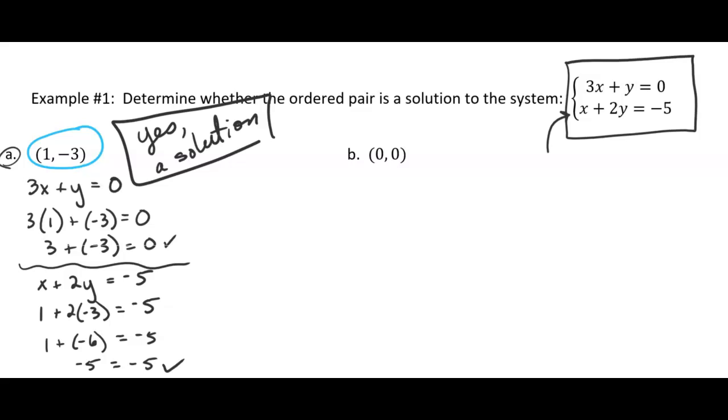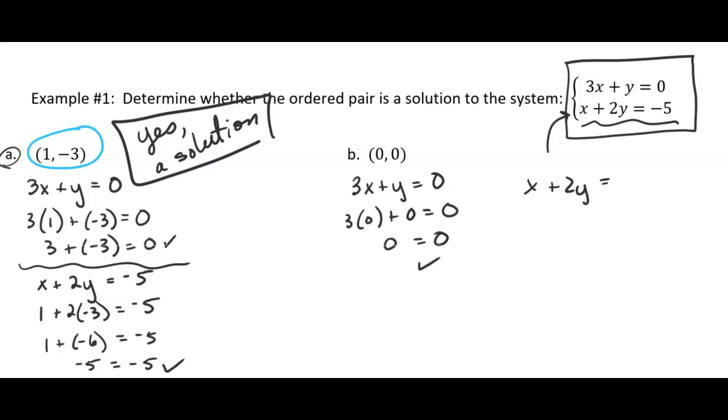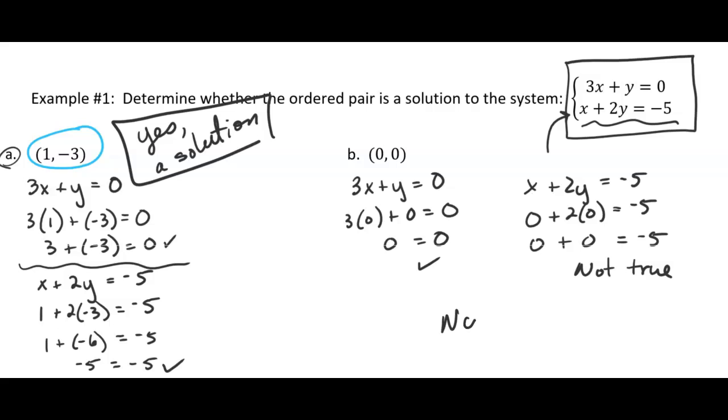Okay, for part B, we're going to do the same thing. We just have a different ordered pair. We take the 3x plus y equals 0, plug in 0 for x and 0 for y, and we get 0 equals 0, so that part's true. Now I'm going to take the other equation, x plus 2y equals -5, and plug in 0 for x, 0 for y, and I get 0 plus 0 equals -5. That is not true. So no, this point is not a solution.